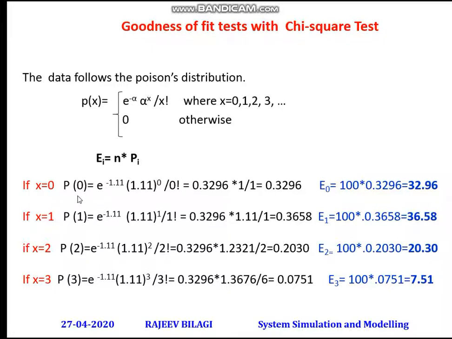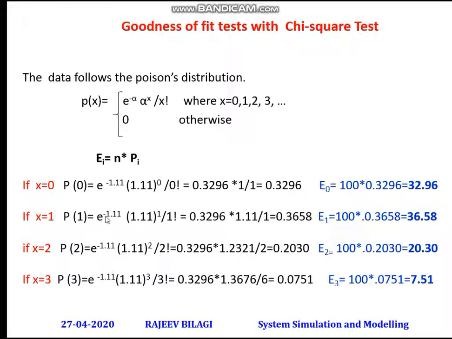So now when x equals 0, that is p0, e to the power of minus 1.11 into alpha to the power of x, that is 1.11 to the power of 0, divided by 0 factorial. So this value, e to the power of minus 1.11, you are going to get 0.3296, into anything to the power 0 equal to 1, divided by 1, you are going to get 0.3296. Now the ei value, remember n into pi. The n value here is 100, 100 into 0.3296, that is 32.96.